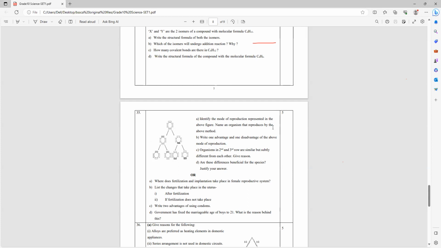Name an organism that reproduces by the above method. Anybody? Bacteria. Yes, bacteria. So that is what you have to write. Okay, so please mark it and write. I will show you that also. What examples can you take? Bacteria. Or you can notice, basically, all of you observe very carefully.